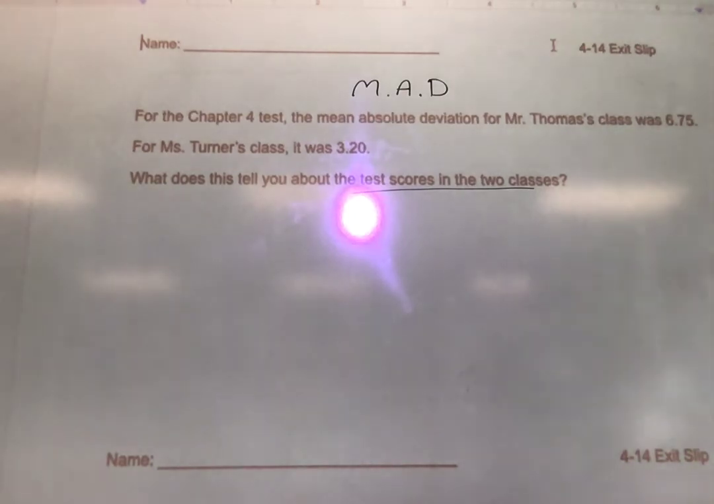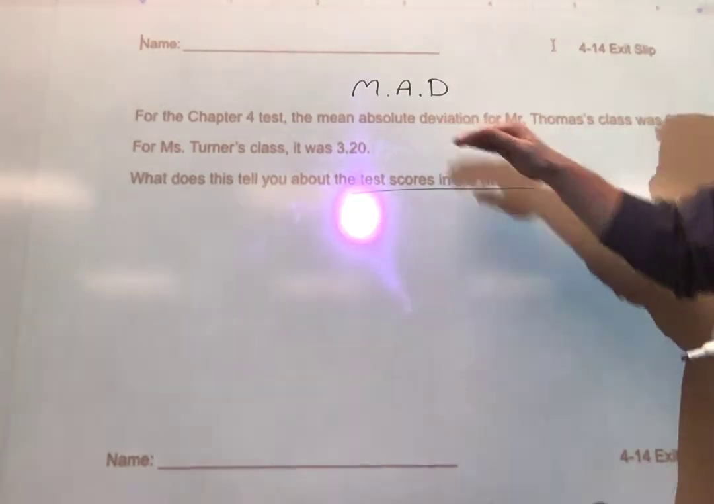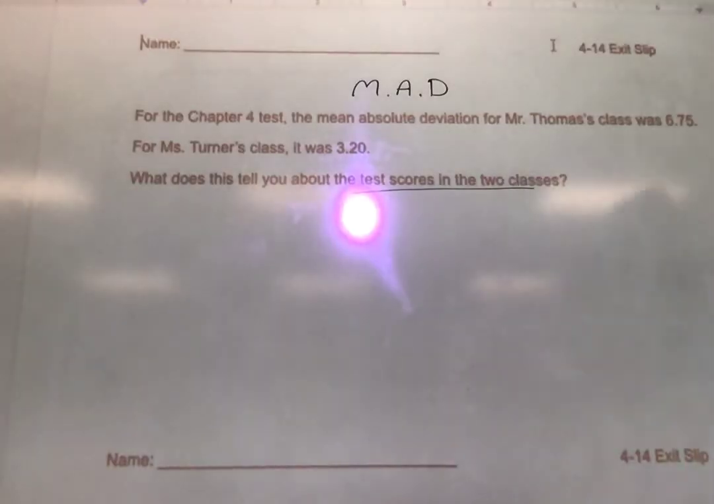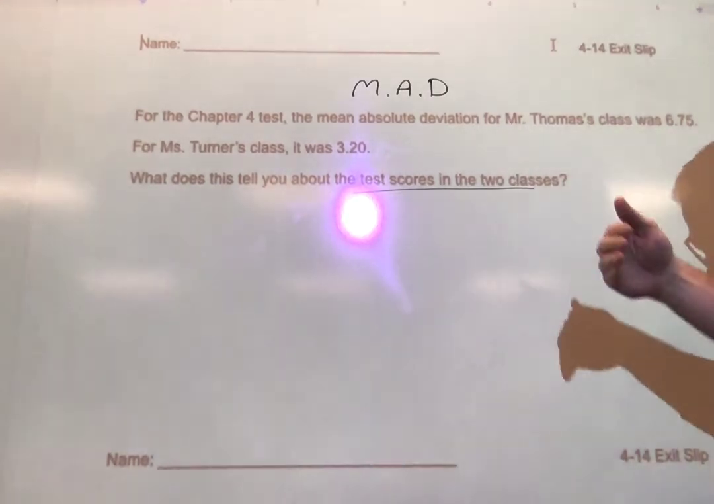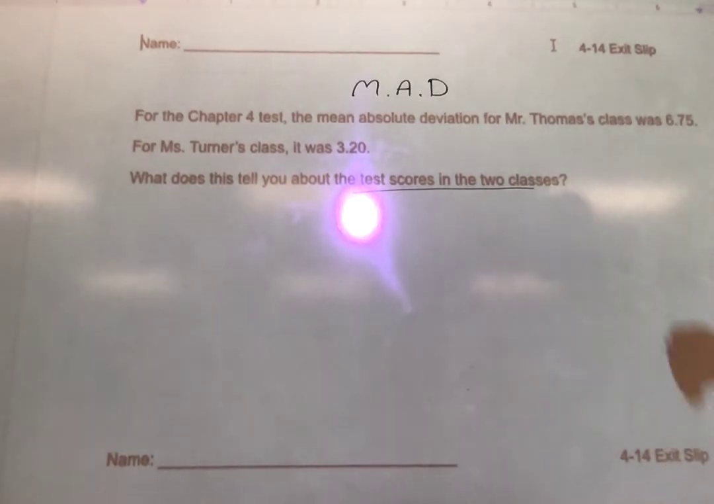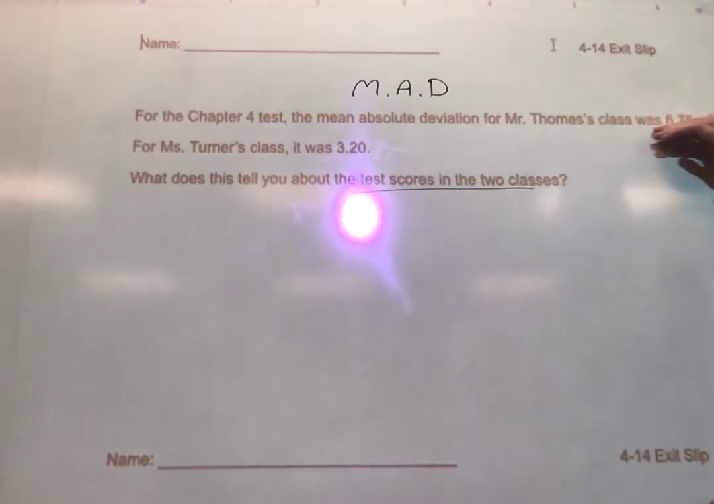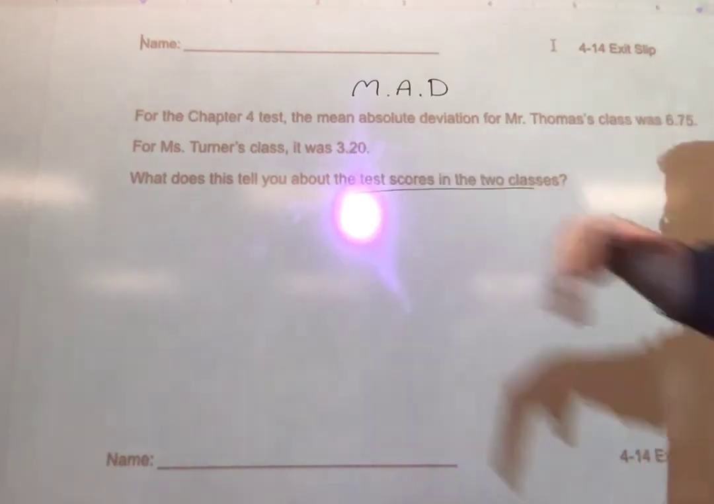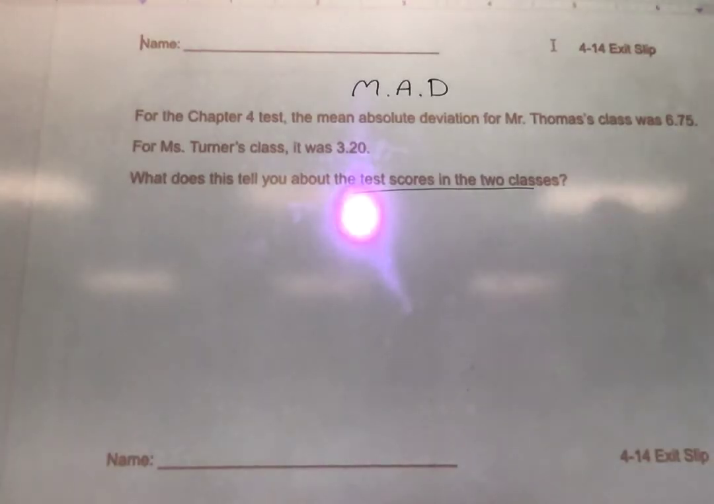All right, so guys, remember the mean absolute deviation is you find the average test score of the kids in that class, and then you're going to see how far every individual score in that class deviates from that class average, or how far they are away from that average. Okay, and in this case, Mr. Thomas's number is almost more than double what this class is. So there's some big differences here between these two classes.